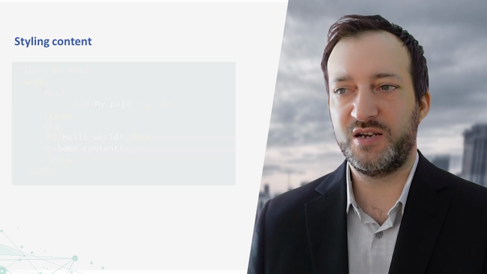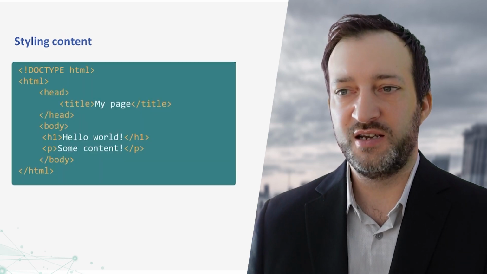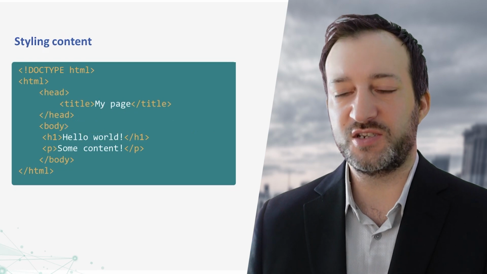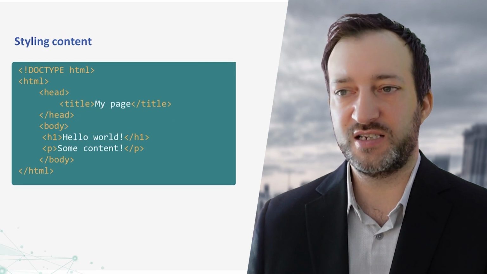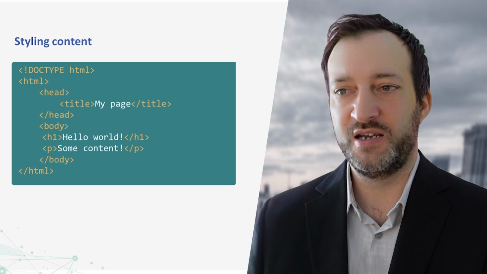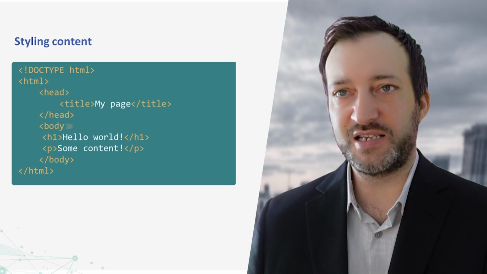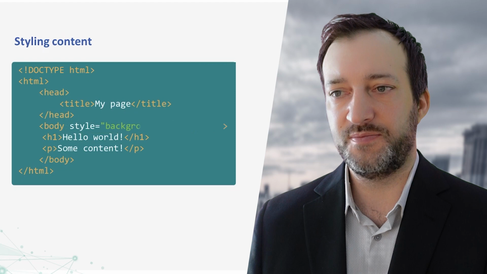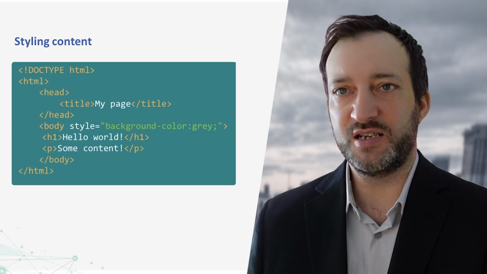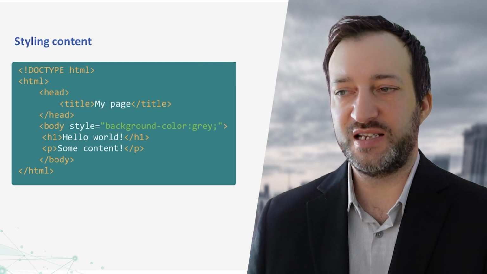So if we have a basic web page like the one you can see here, we can actually add different styles to different elements, and we can do this directly. So if we look at the body element here, we can actually add some CSS styling to this element. So here we're using the style attribute and we're setting the background color to grey.